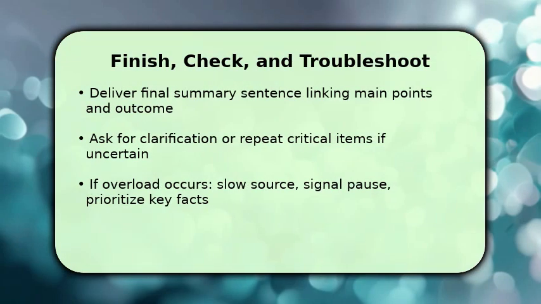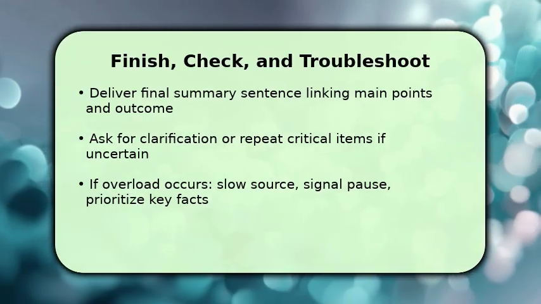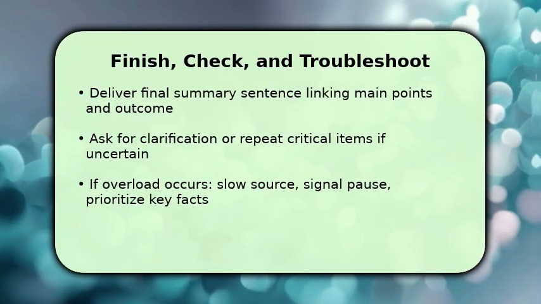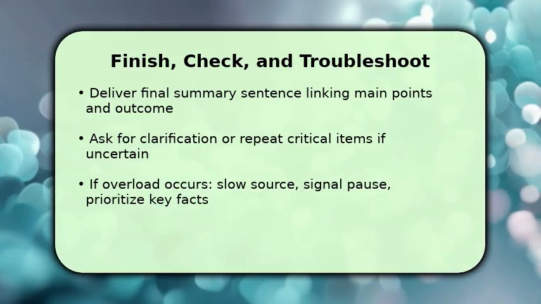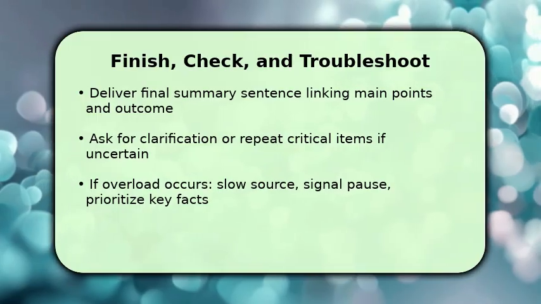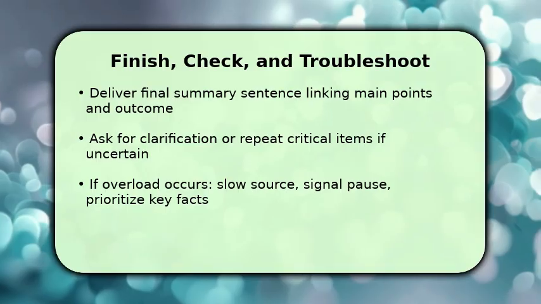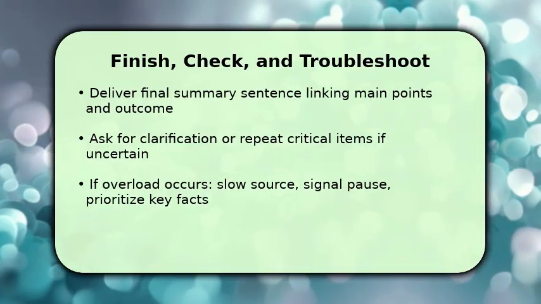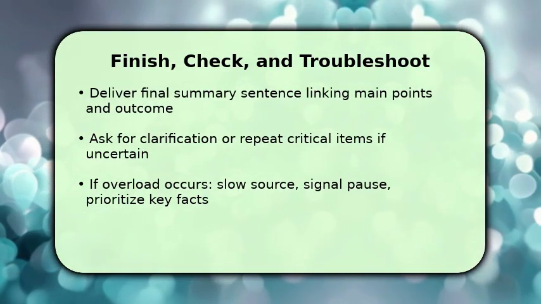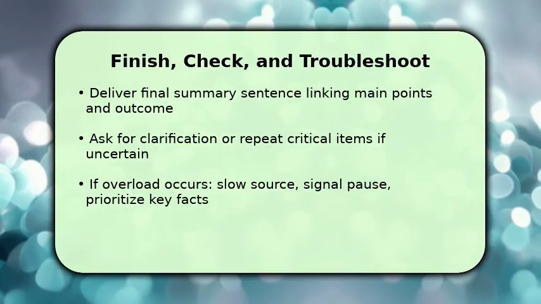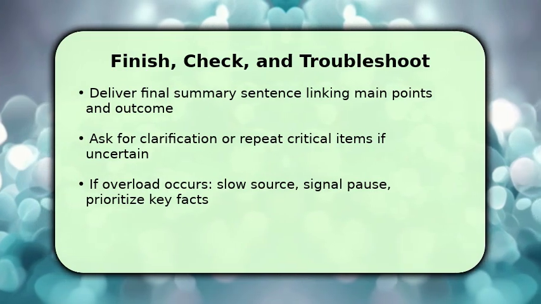You complete the turn with a concise summary that links the main points and the outcome so listeners can follow the argument. Once finished, check understanding. Ask for clarification or request repetition of critical items like figures or names. If cognitive overload happens, make sure to signal a short pause or ask the speaker to slow down. Prioritize core facts first rather than every peripheral detail. This troubleshooting keeps meaning intact and restores control when communication breaks down.